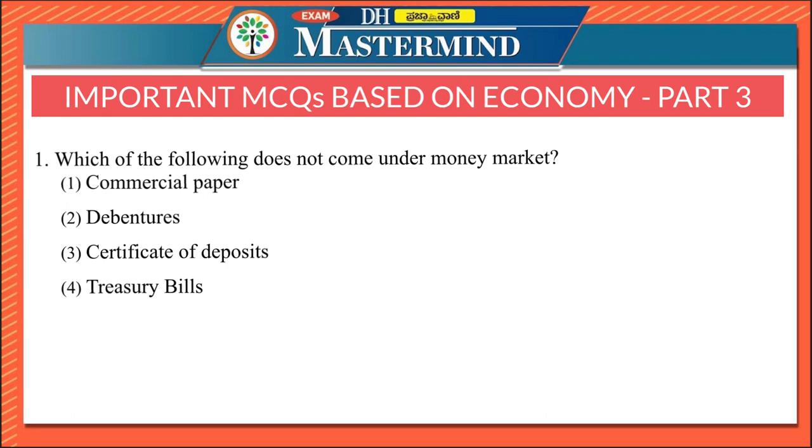First question says, which of the following does not come under money market? Commercial paper, debentures, certificate of deposit, treasury bills. Here the right option is option 2, debentures. First of all, let us see what are money markets and capital markets.